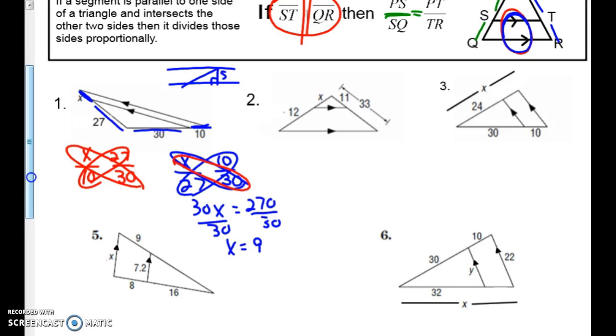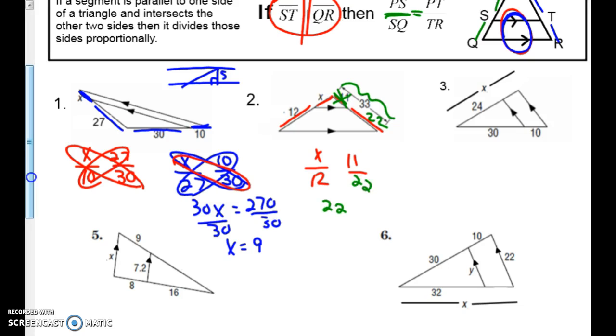Are we good? Yeah. So on the next one, same thing. Part. X over 12. 11 over, how do I find this 22 piece? You have to subtract 33 minus 11. Because 33 is the entire side, and I know that part is 11. If I get rid of that part, it is 22.